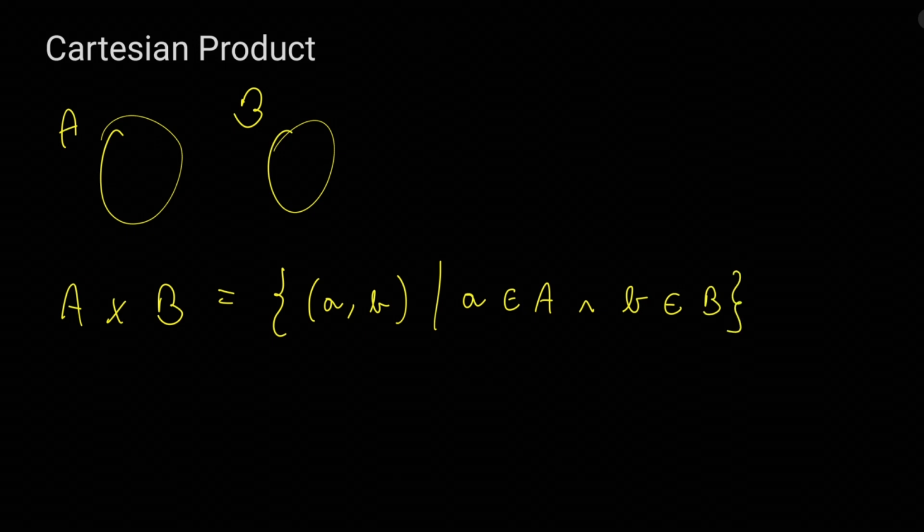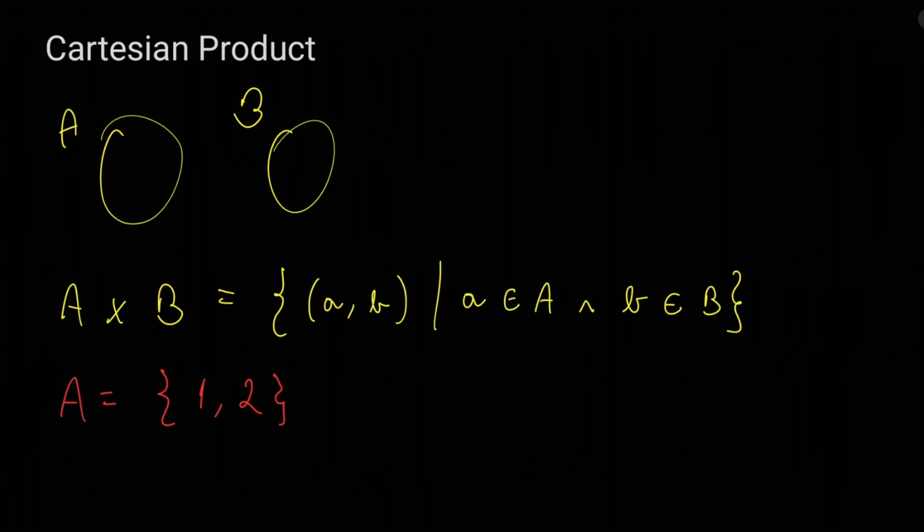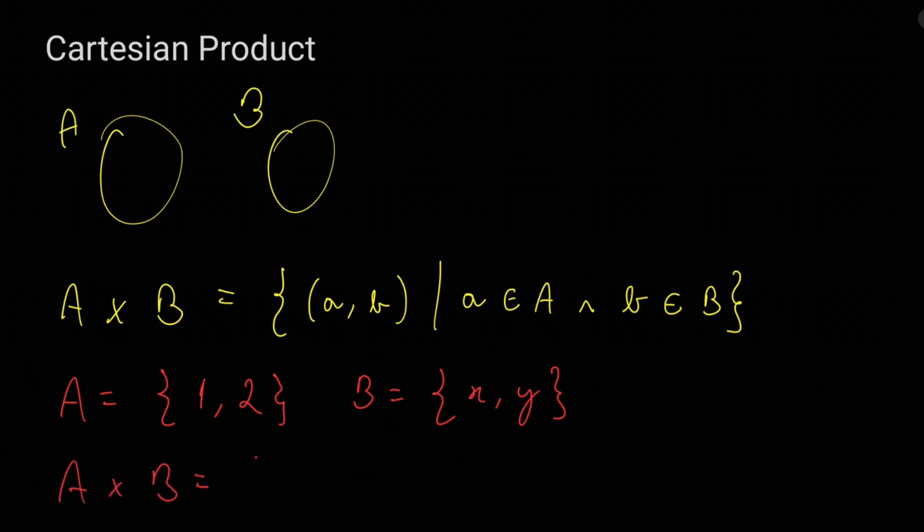Notice that the order matters. The pair (a, b) is not the same as (b, a) unless a equals b. Let's see an example. Let's say A equals the set with elements 1 and 2, and B is the set {x, y}. Then A cross B is the set of ordered pairs where the first element comes from A and the second comes from B. So we have the ordered pairs (1, x), then (1, y), then (2, x), and then (2, y).